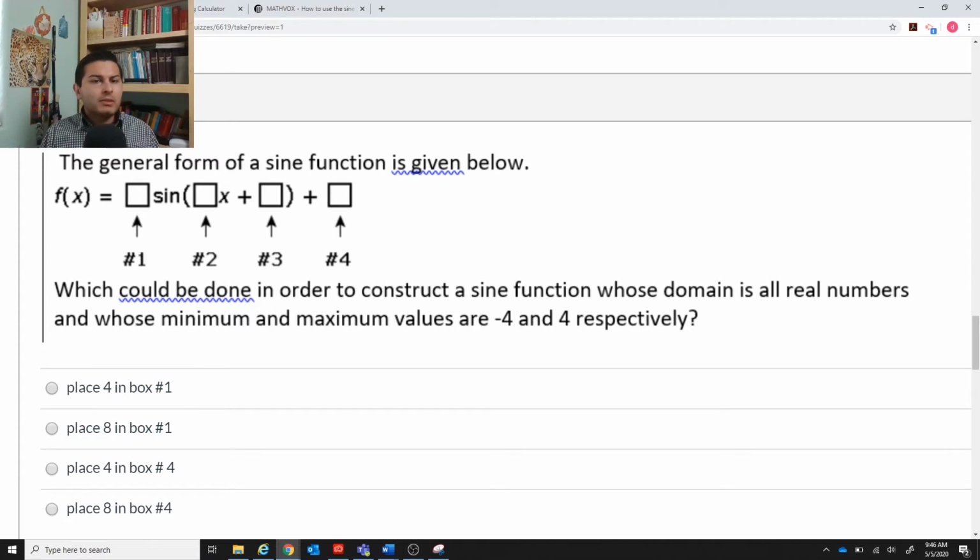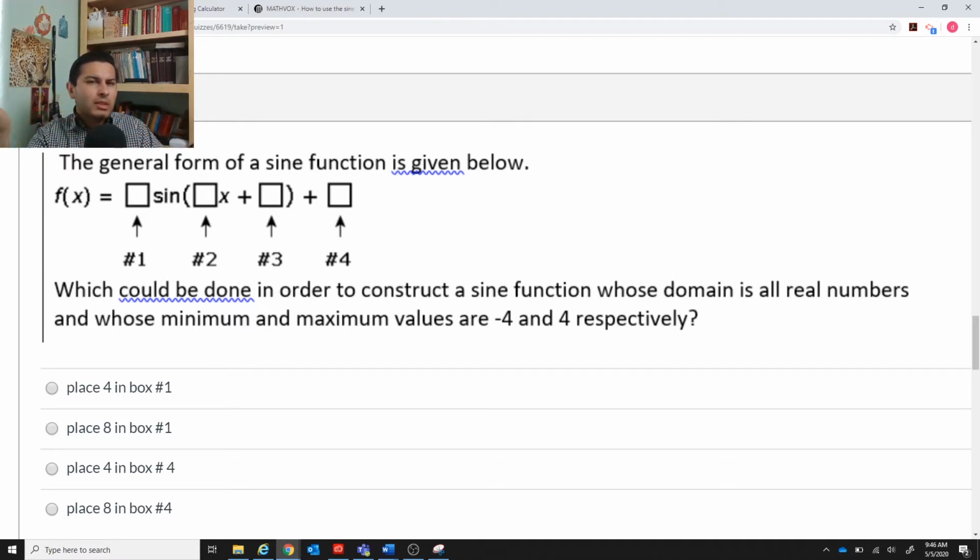So that means if we have a sine function, remember how we have our midline, and then we have our maximum values, and we have our minimum values. How do we get it to where our maximum is 4 and -4? So what does that make our amplitude? Well, if our midline's right in the middle, our amplitude is going to be 4.